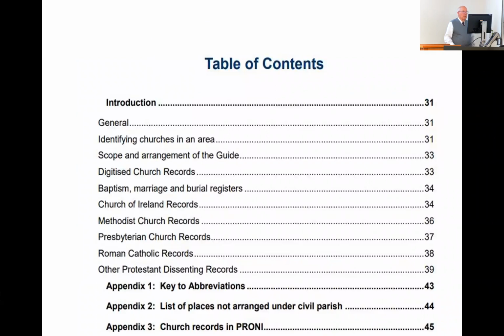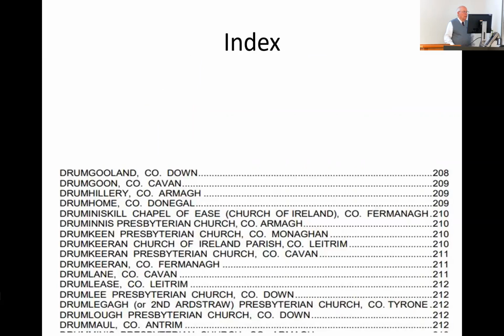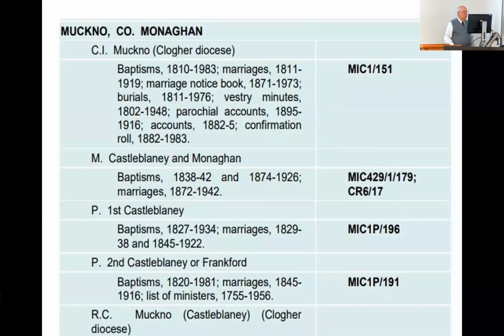PRONI records are available in Belfast on microfilm. Before a trip to Belfast, any patron going there should identify the relevant location of where those records might be. Here's the index of these records. Here's a sample page. This is for Mucknow, County Monaghan. Now, Monaghan is not in Northern Ireland, but it borders Northern Ireland.